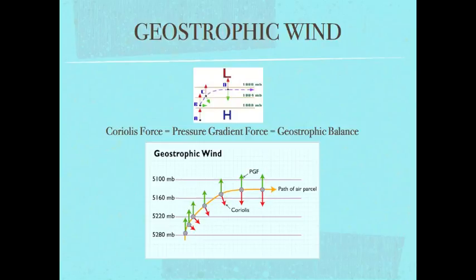Geostrophic wind occurs when the Coriolis force and the pressure gradient force are balanced. As you can see in the two images here, the gradient wind is blowing parallel to the isobars because the pressure gradient force and the Coriolis force are equal. This balance between the two forces is called the geostrophic balance.